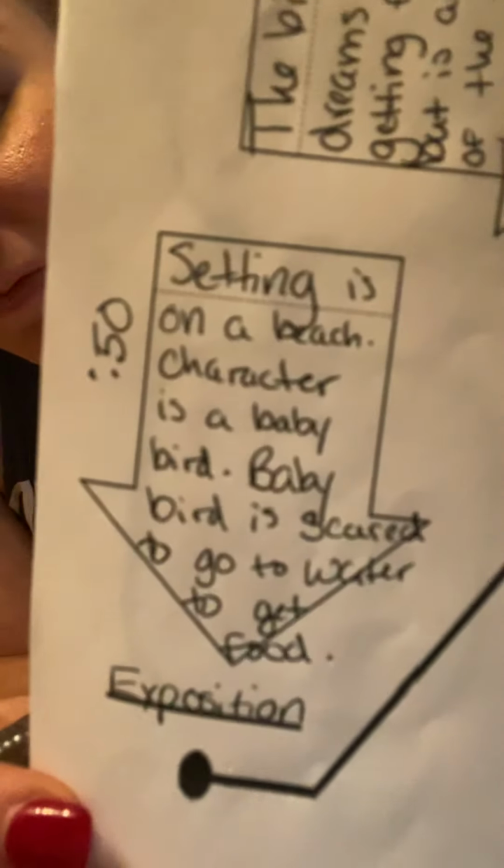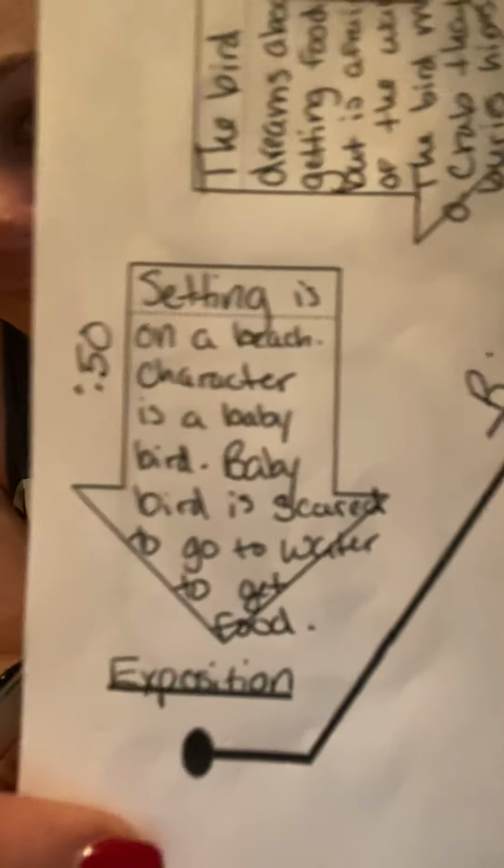Okay, so the exposition, hopefully you guys discussed that the setting is a beach. The character is a baby bird. What is happening with the baby bird? What are they setting the story up for? The baby bird is scared to go to the water to get food. So at 50 seconds, around that time, we find out what the exposition is. So there's a baby bird. The baby bird is scared to go to the water to get food, and it's a setting on a beach. Okay, good. That is the exposition.